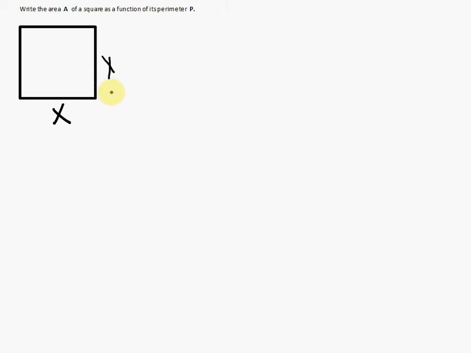So let's talk about area and perimeter. Area is the space that fills up this square. When you go back to geometry basics, the area of a square, rectangle, is length times width. So in this case, our area equals x times x, because our length and width are the same. We can simplify this. It equals x squared.